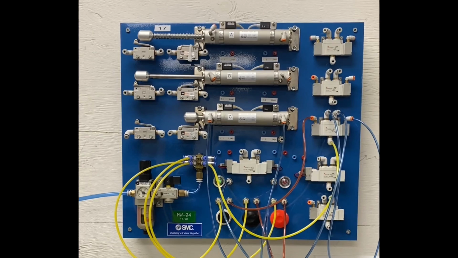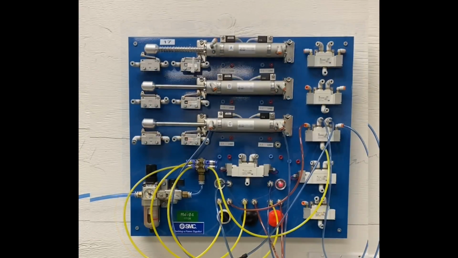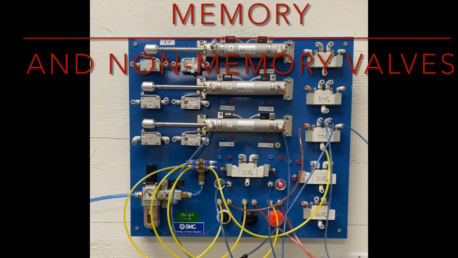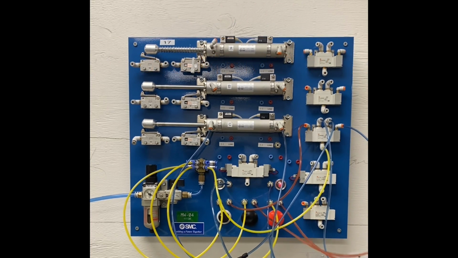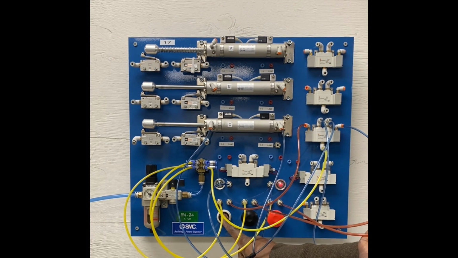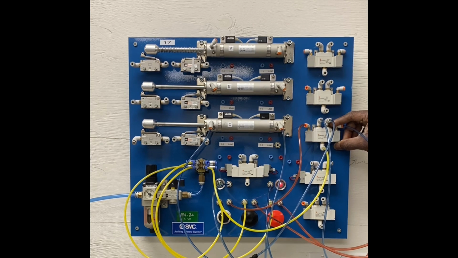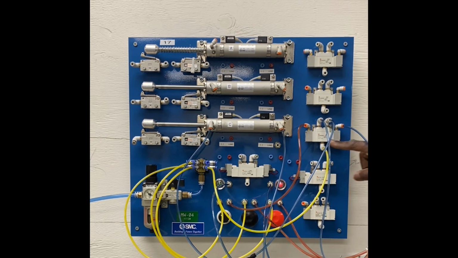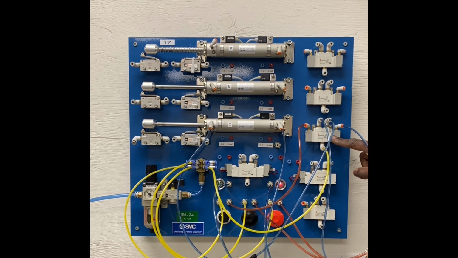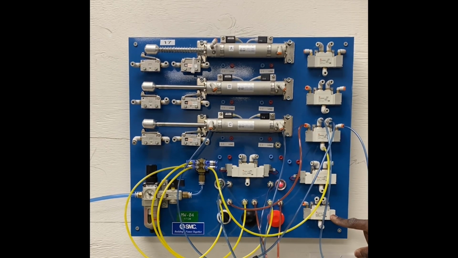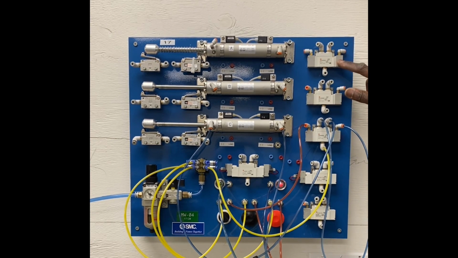Okay? As we see here, even after the signal is removed from this directional control valve, the spool stays shifted in its last position. So when there is not a mechanical spring employed, these valves have memory. They stay in the last shifted position until they receive a new signal. Okay?